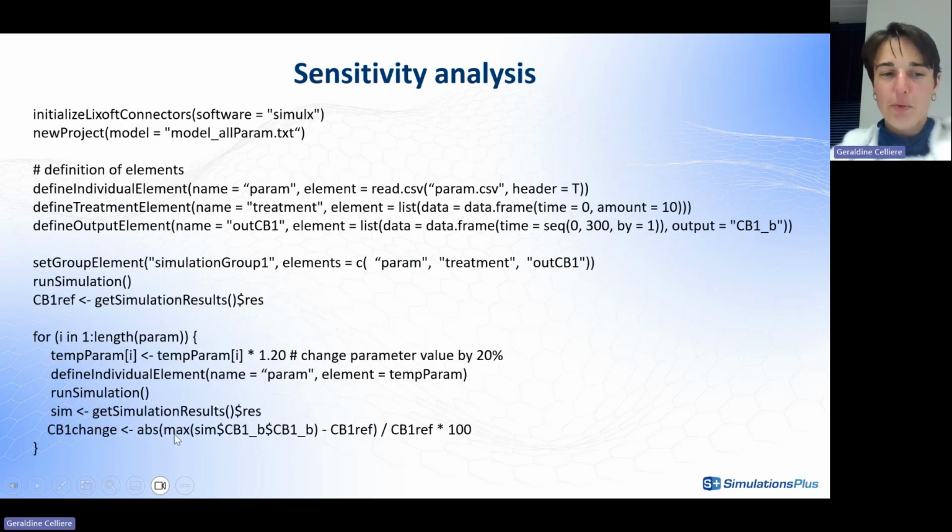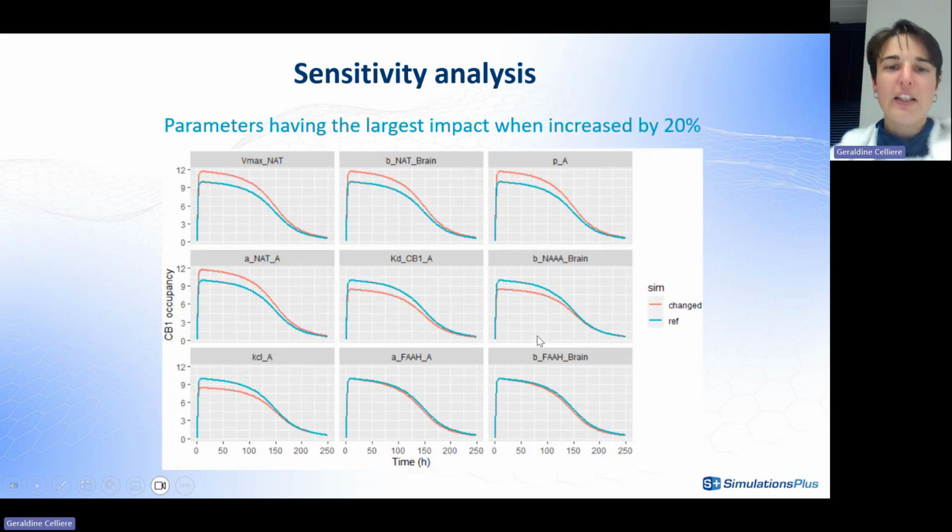So just a small example of how the code in R would look. You could define some elements as I have done in the graphical user interface, with the treatment and the output. Then for each parameter in turn, we increase the value by 20% and check how much it changes the CB1 prediction. Then we can, for example, plot this in a graphical way. Among all parameters that we have tested, most of them have no impact or a really minor impact on the CB1 occupancy.